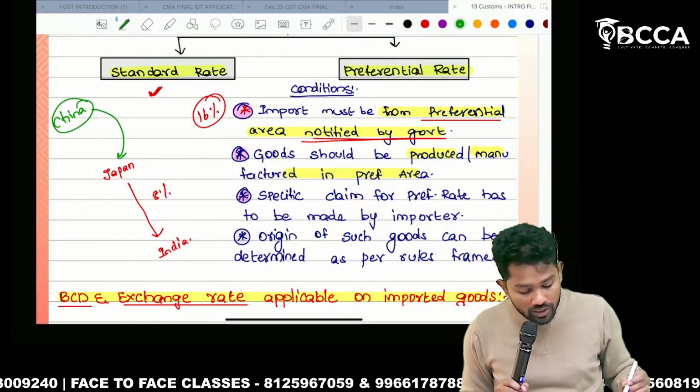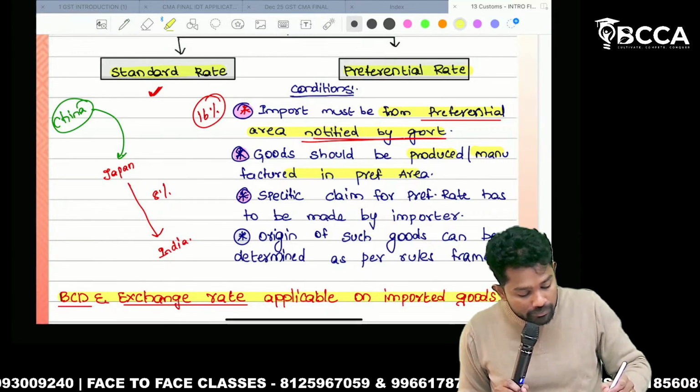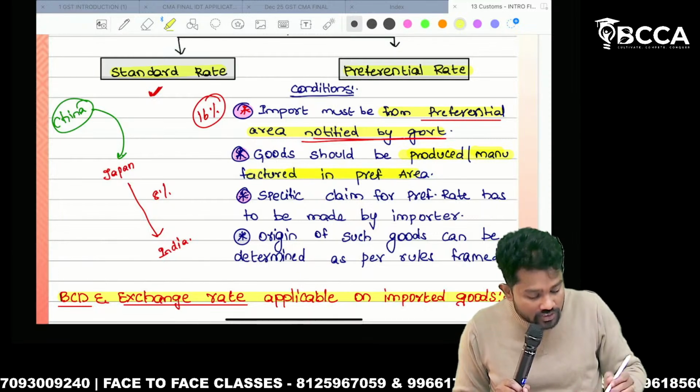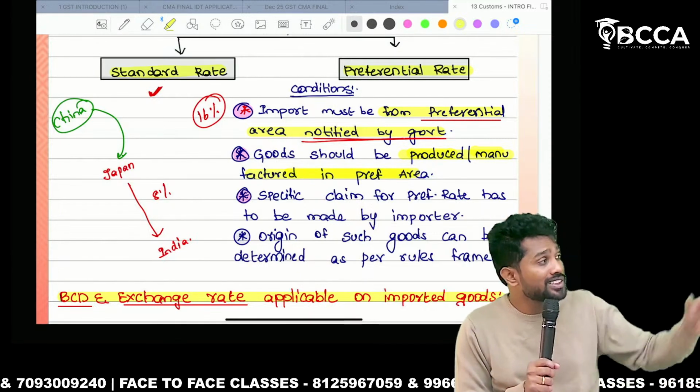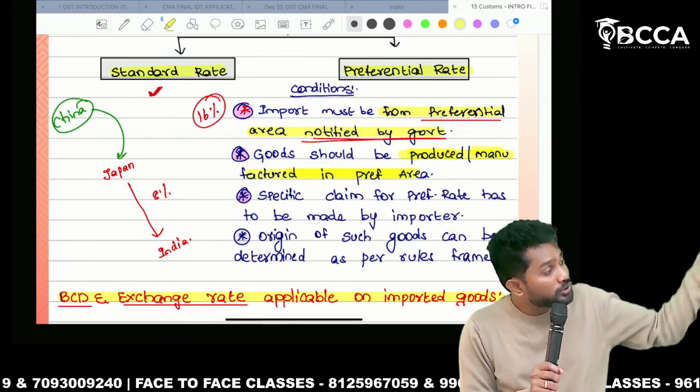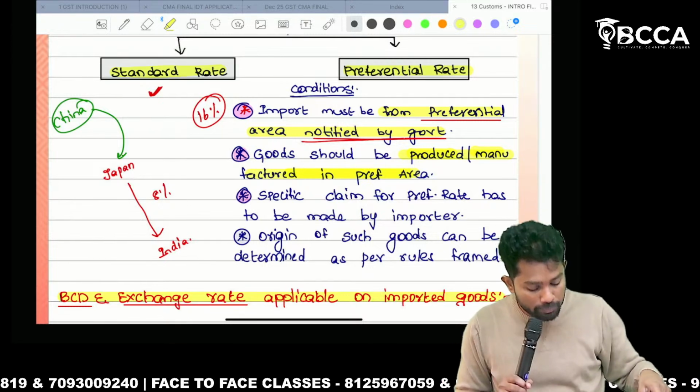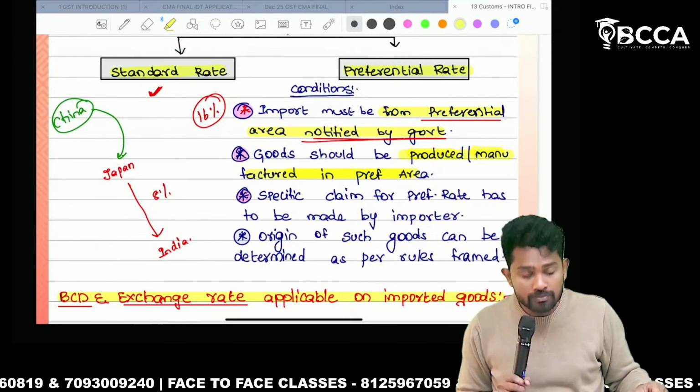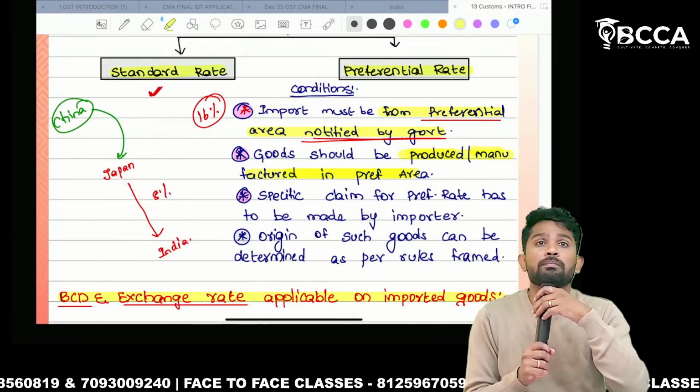Okay, that's not allowed. Goods should be produced and manufactured within the preferential area. It's not just that they are coming from the preferential area. They should be manufactured within the preferential area. And then it's your duty to ask for the preferential rate.